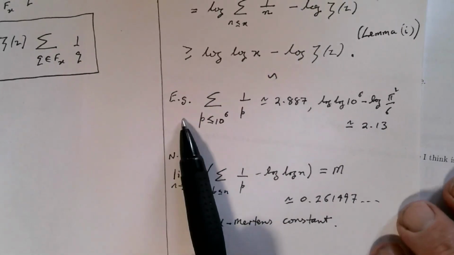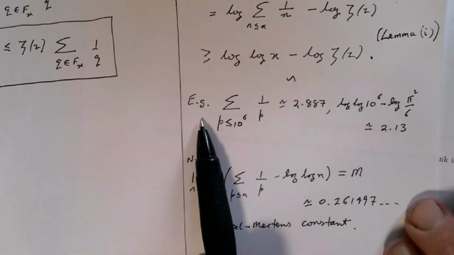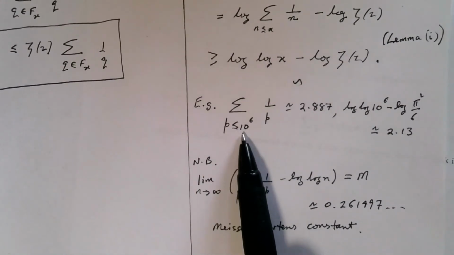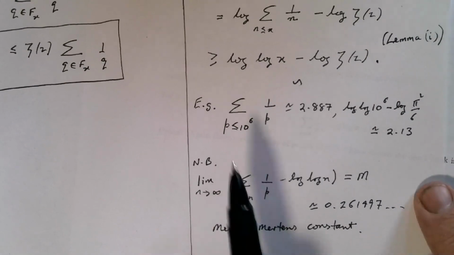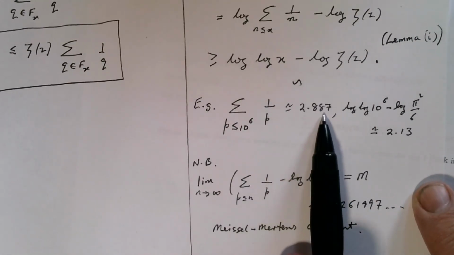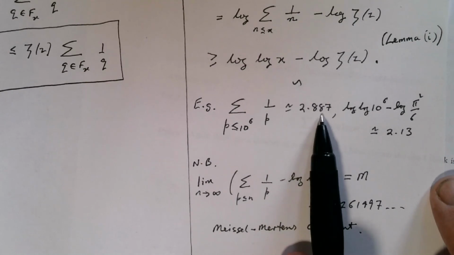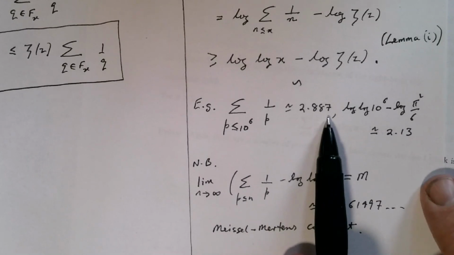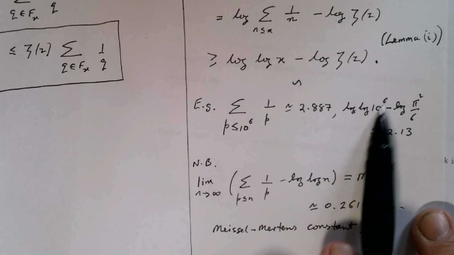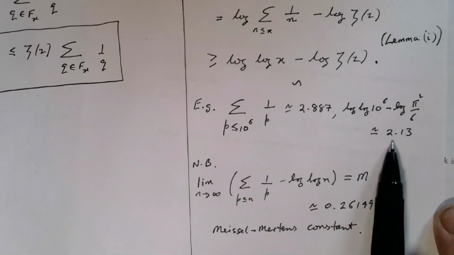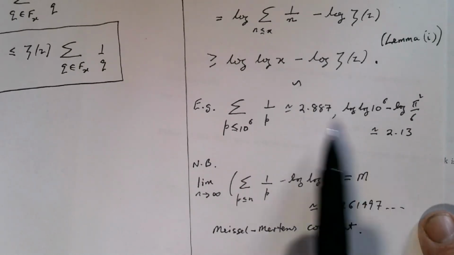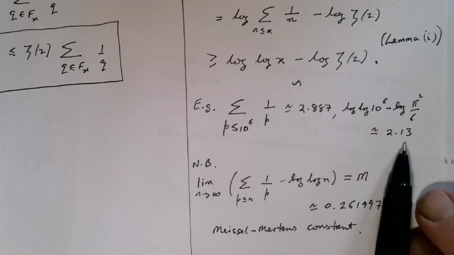So for example, just to see what the numbers look like in terms of sizes, if you take the sum of the reciprocals of the primes less than 10 to the 6th, then you end up with roughly, on a computer, about 2.887. You see, it's not very big. It goes to infinity, but because of the log term, it goes there very slowly. On the other hand, if you compare that with the log of 10 to the 6 minus log of zeta of 2, you get about 2.13. And so you see that is bigger than that, and they're roughly in the same ballpark.